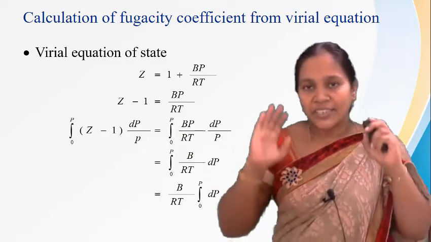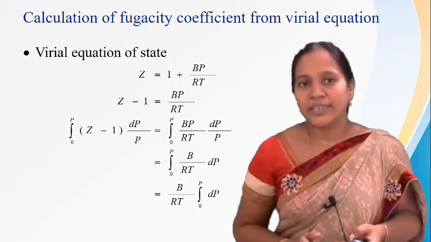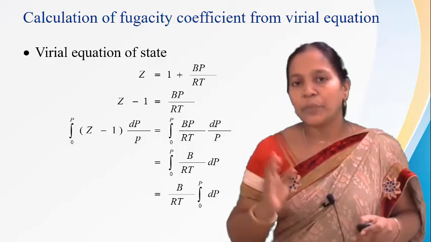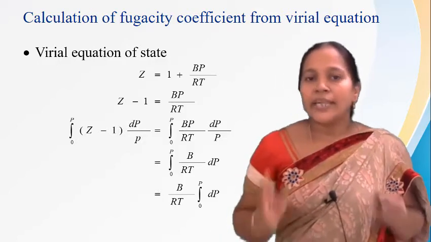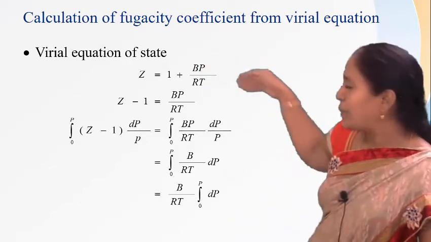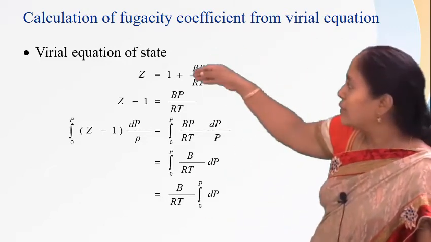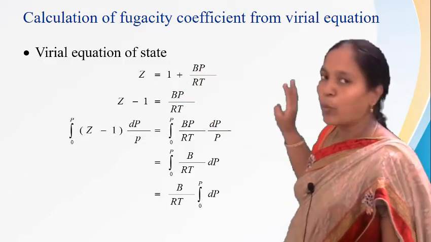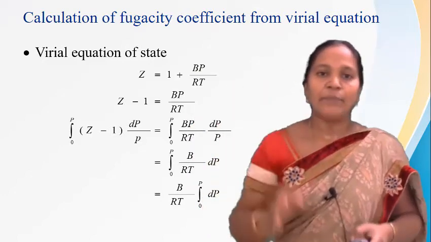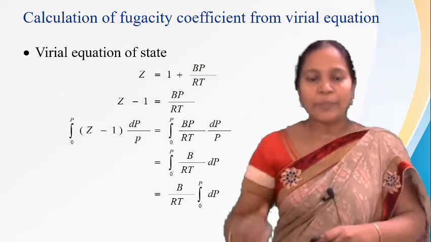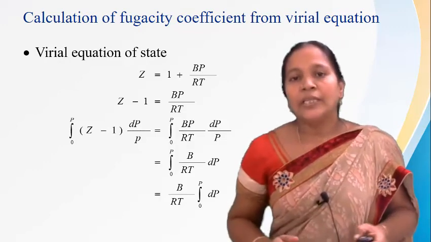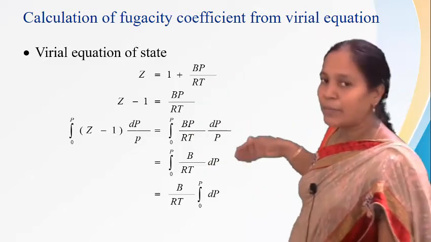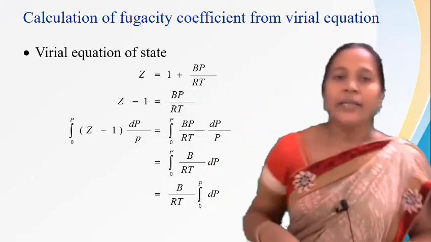Now coming to the calculation of the fugacity coefficient from the virial equation. Initially, we have the virial equation of state Z equal to 1 plus BP by RT. Therefore, Z minus 1 is equal to BP by RT. Integrating this equation on both sides, the integral of (Z minus 1) dP by P is equal to the integral of BP by RT into dP by P. Therefore, P gets cancelled, and the integral of (Z minus 1) dP by P is equal to B by RT times the integral of dP.